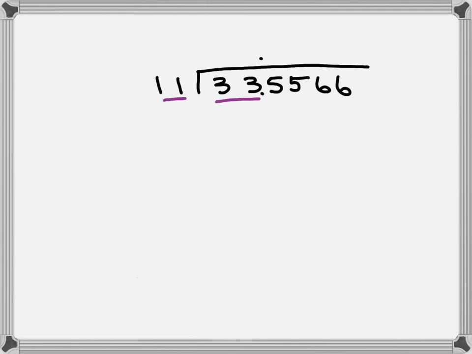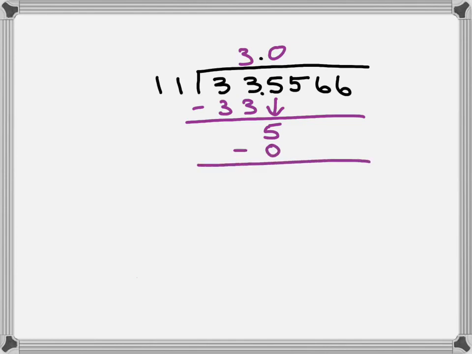11 into 33. That's an easy one. You know your 11 times table. We'll say 3 times. 3 times 11 is 33. Okay, now our minus step. 33 minus 33 is 0. And then we're going to bring down a 5. 11 into 5, 0 times. 0 times 11 is 0. 5 minus 0 is 5. We're going to bring down another 5. 11 into 55 can go 5 times. 5 times 1 is 5, and 5 times 1 is 5. 55 minus 55 is 0.